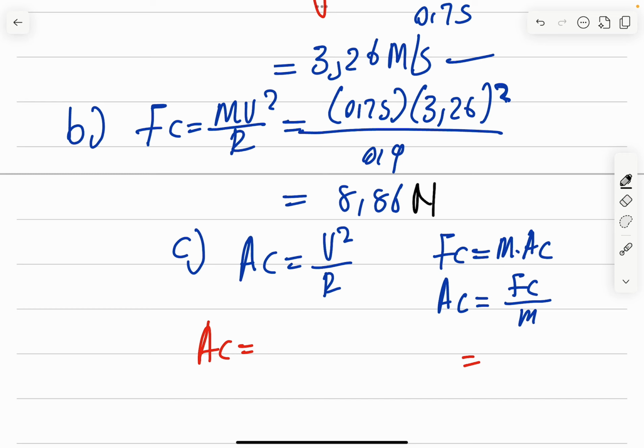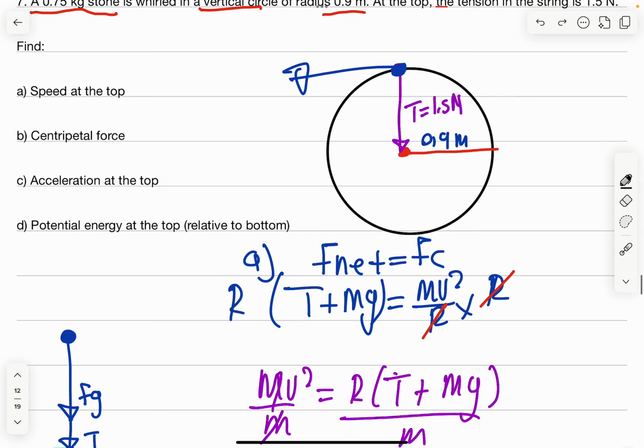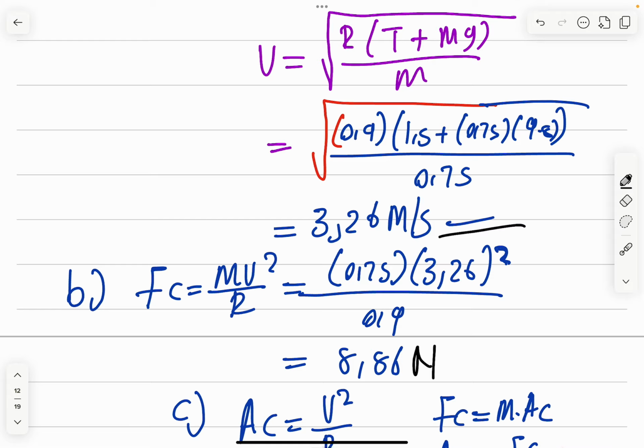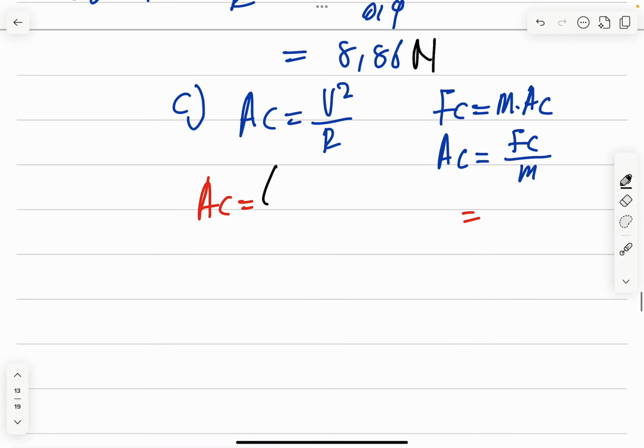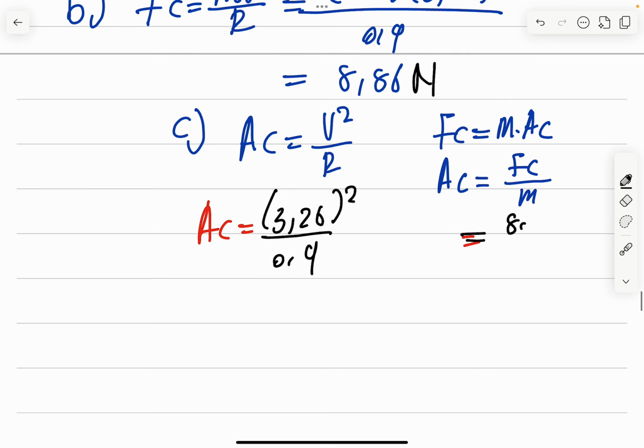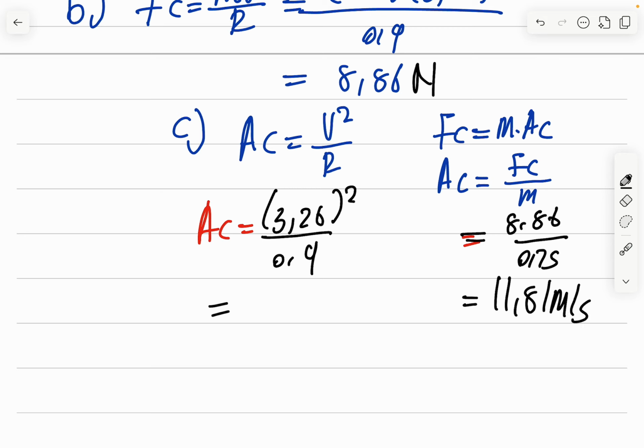So I'm going to have a velocity squared. What is my velocity at the top? The velocity at the top, I calculated it somewhere, which is 3.26, so 3.26 all squared divided by a radius of 0.9. This side, you can take 8.86 divided by mass, which is 0.75. The answer will be the same. You're going to have the answer divided by 0.75. The answer this side is going to be 11.81 meters per second squared.